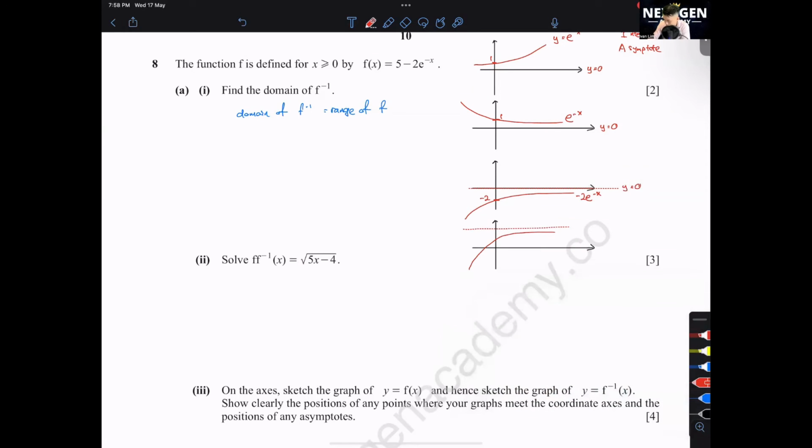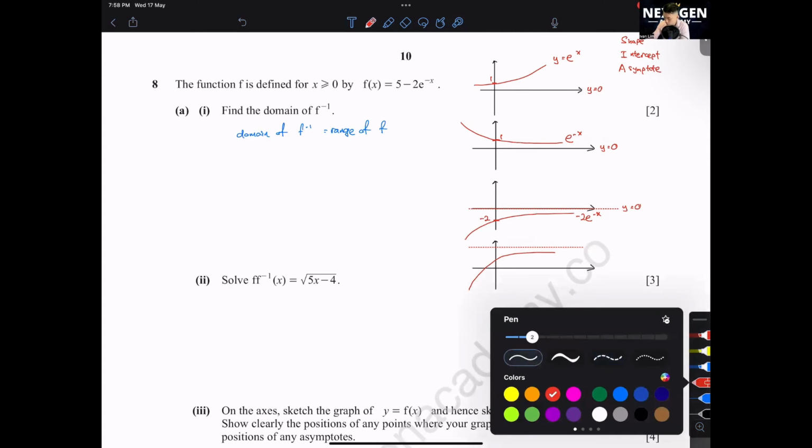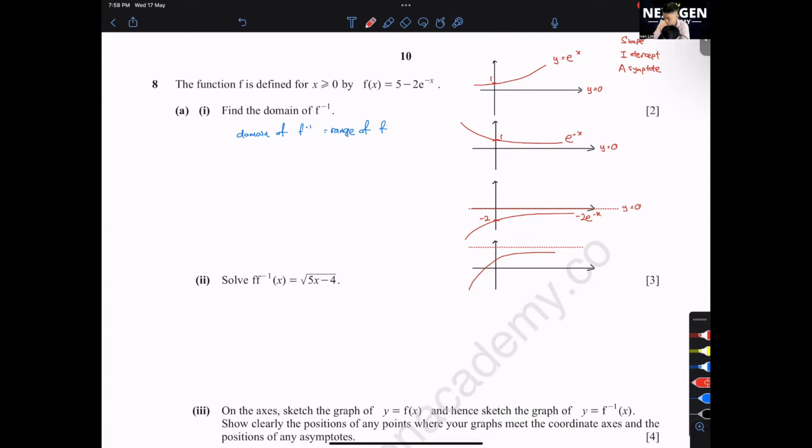And where's my intercept and my asymptote right now? You see, I always base it on SIA, you know. The shape must be correct, the intercept must be correct, and then my asymptote must be correct. So my asymptote right now from 0 will become 5. Then my negative 2 plus 5 now becomes 3. Okay, so this is my f(x). Got it?